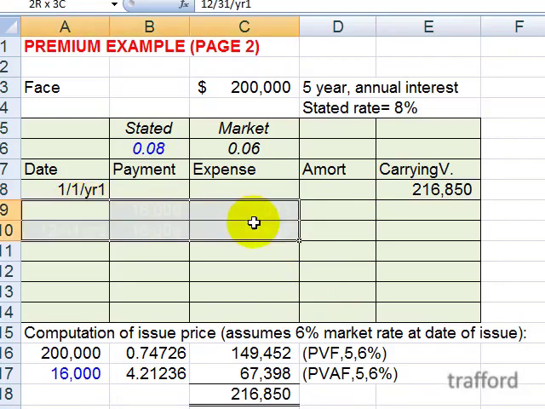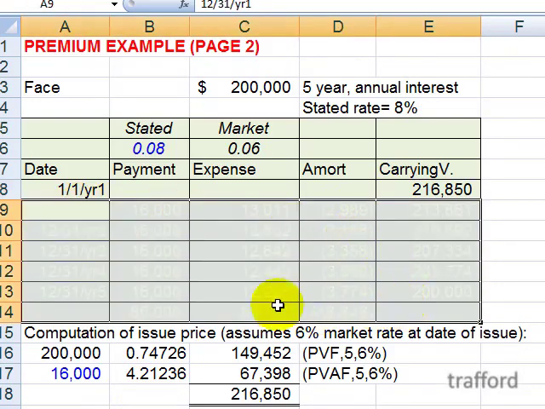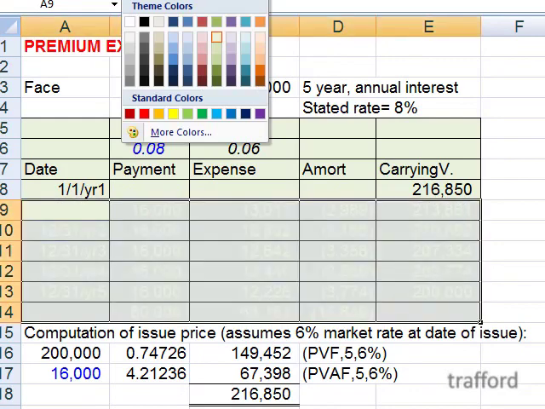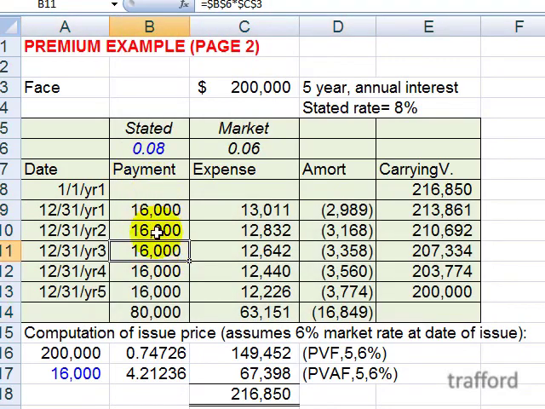The amortization of the bond works just like the discount situation. The interest payment is known in advance. That's our $16,000 every year for 5 years. Interest expense is the same formula as before. It's the market rate of interest, 6%, times the current carrying value of the bond, which for this first period is $216,850. So $216,850 times 6% gives us the $13,011.